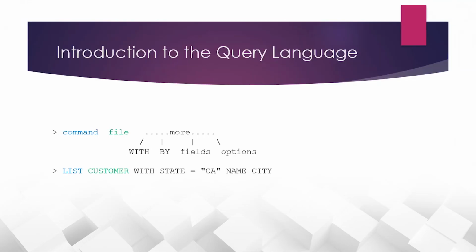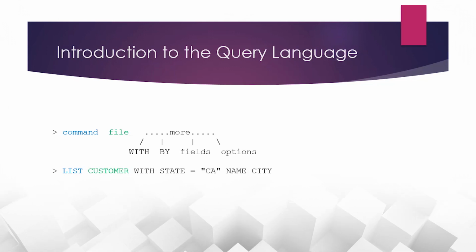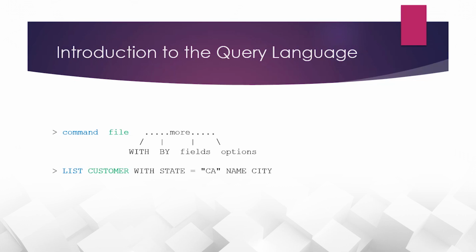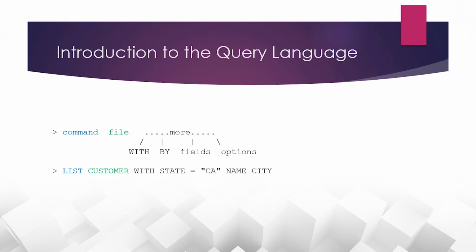So let's look at a couple of commands. For example, here's a list command out of the customer file that says with state equal to CA. Now this is going to restrict the output to only show customers that are in California. Now following the CA, you'll see name and city, and these are the two fields that I want to see. So when this outputs, what I'm going to see is each individual customer's identifier, plus their name and the city that they live in. Let's look at another example.